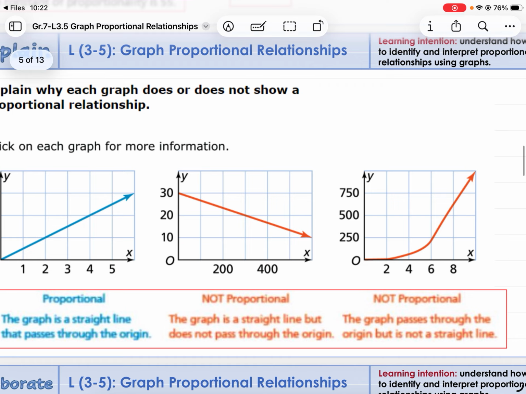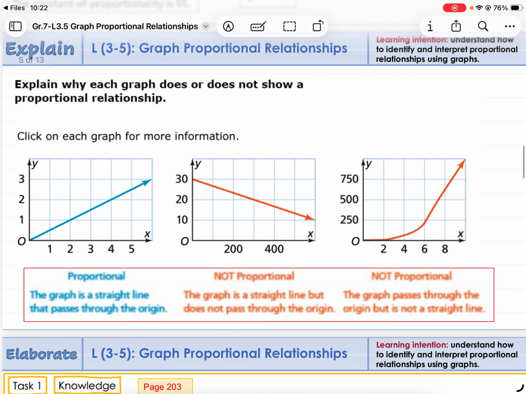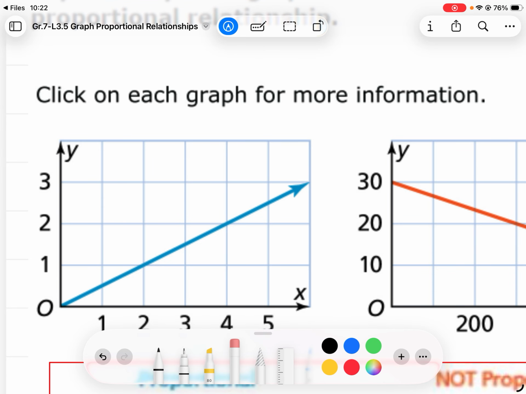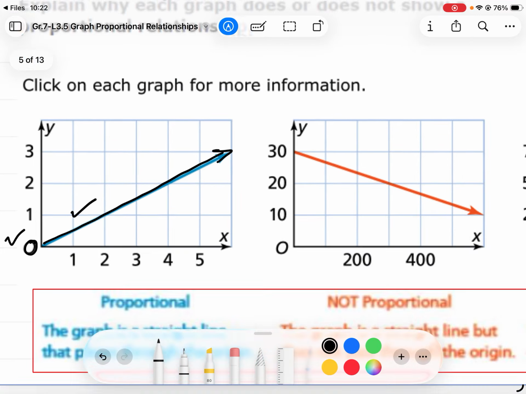This is an important note, you guys. This is really, really important. You have to know when a graph is a proportional relationship and when it's not by just looking at it. We took 2 conditions for a graph to represent a proportional relationship. It should be a straight line and it must be passing through the origin. The first graph has both, so it's a proportional relationship.